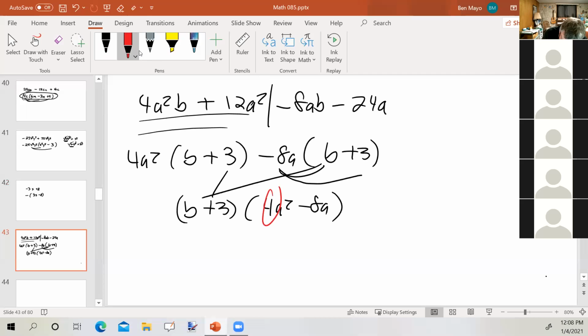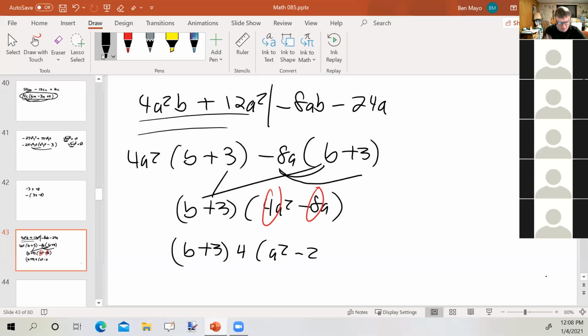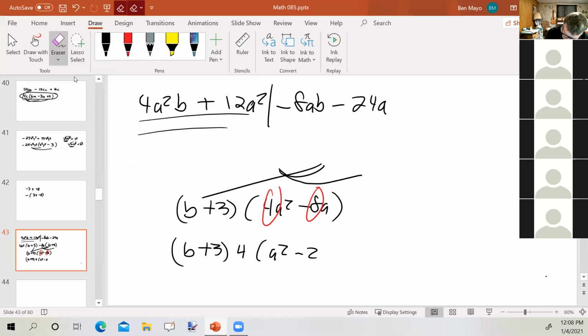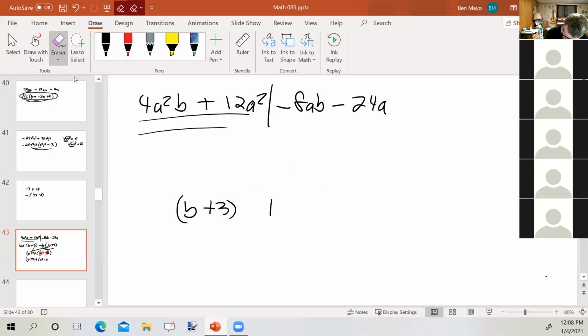Because right here I'm going, oh, I could take a 4 out of that. So if I continued from there, I'd have b plus 3 and then a 4 and then an a squared minus, oh, wait a minute. I could also take out an a, couldn't I? Oh man, I really messed that one up. So let's go back. Let's erase all this and let's go back.